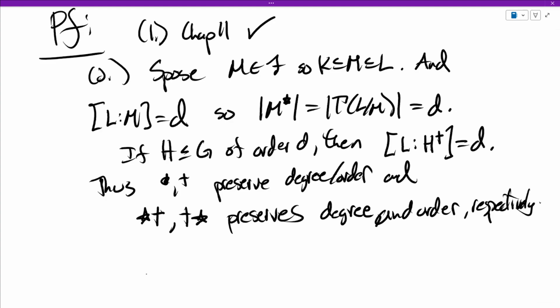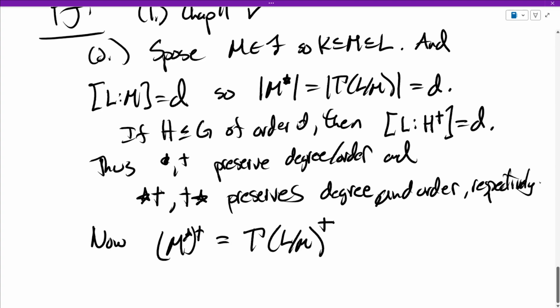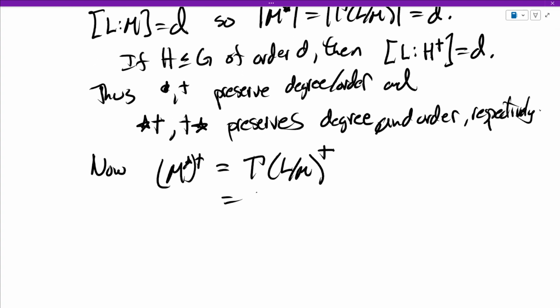Now, so what? How does that relate to them being mutually inverse bijections? Well, let's see something. So let's compute M star dagger. So what is that? Let's go one by one. So really there's parentheses here. M star is the Galois group of L over M. And then we have to dagger that. All right. So what's the dagger of that?